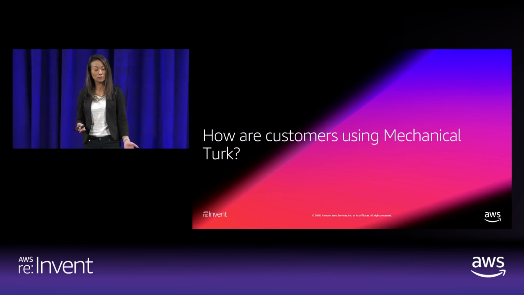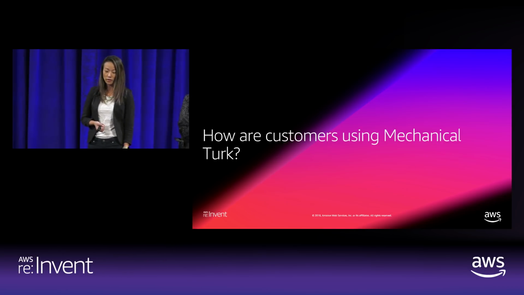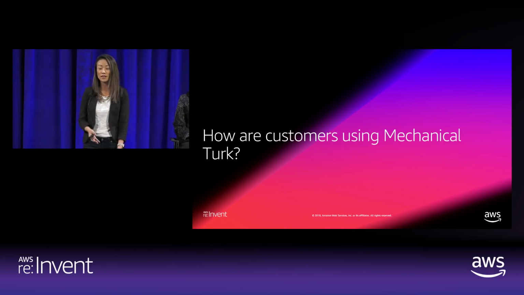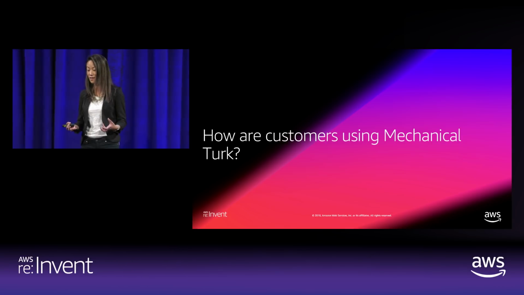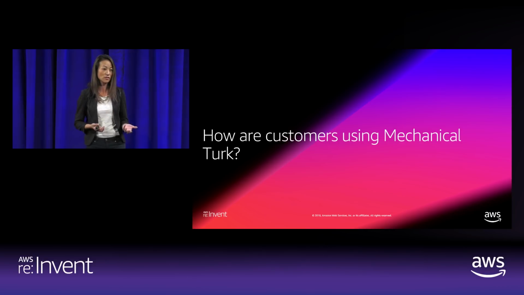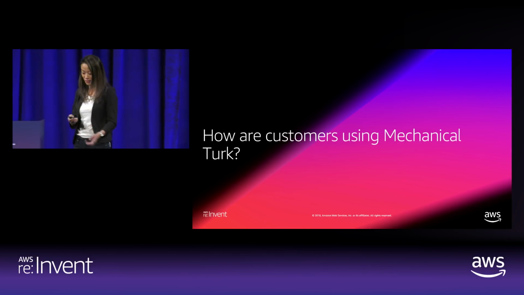All right, so now we've talked a little bit about the worker experience as well. So how are customers using Mechanical Turk? Well, when we first built the service, we launched in 2005. We really did say we wanted to provide access to human intelligence. And we left it very open-ended and general purpose intentionally because we wanted to see what type of innovations our customers would be able to unlock. And really, we couldn't even imagine some of the things that they were able to do.